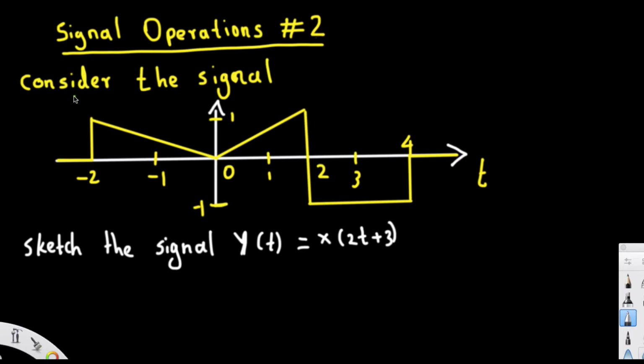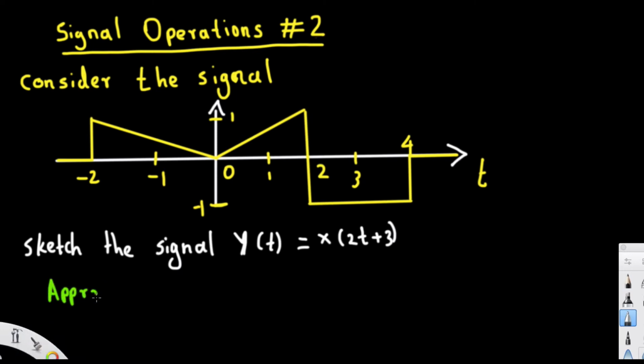Here they are saying consider the signal, and we have a signal provided. The question is asking sketch the signal y of t is equal to x of 2t plus 3. There are two different methods we can do this. Now let's look at the first method. First method I approach in this way.